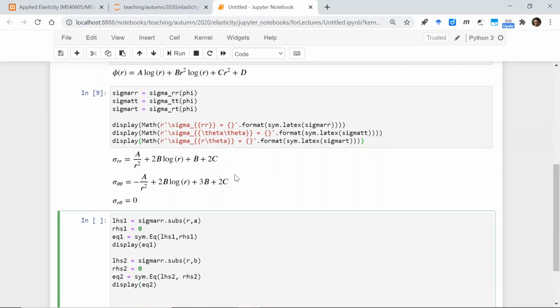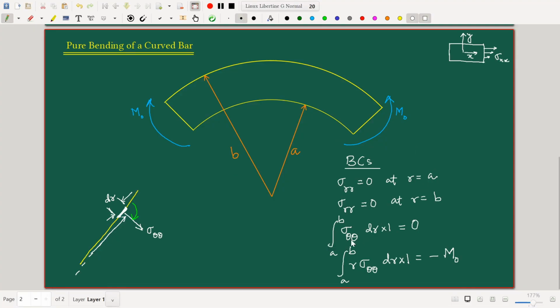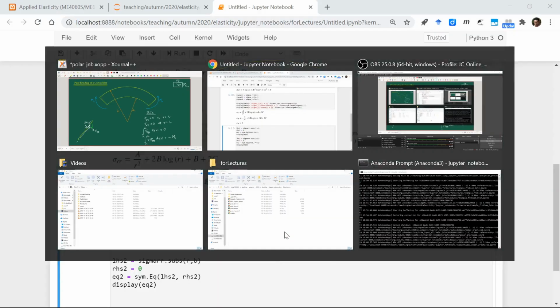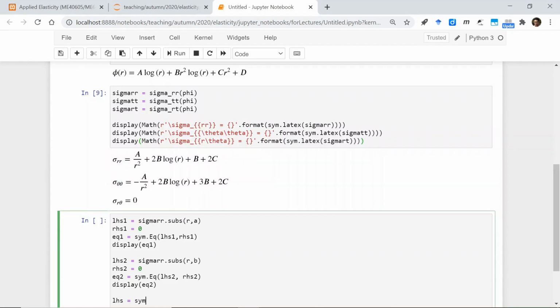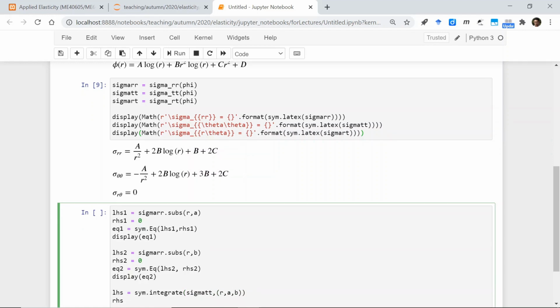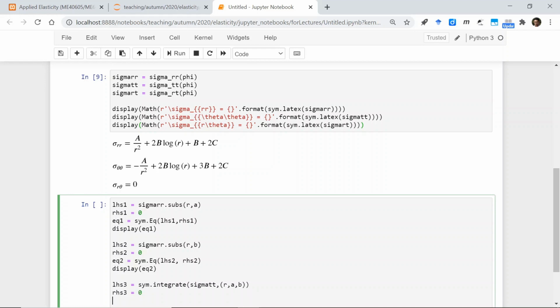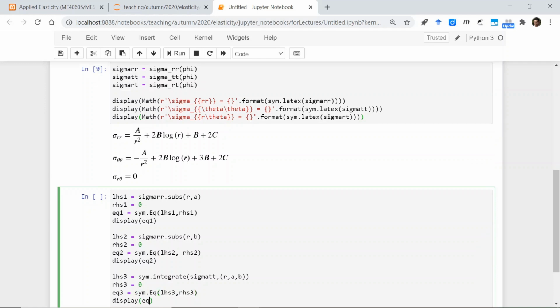Let me look at the third boundary condition. This third boundary condition is written in terms of the sigma theta theta, and that is actually an integration from a to b. So LHS is equal to sim dot integrate sigma tt, r going from a to b, and RHS. So this is going to be LHS3, and RHS3 is equal to 0. So my third equation will be set like this, and I can just display the third equation also.